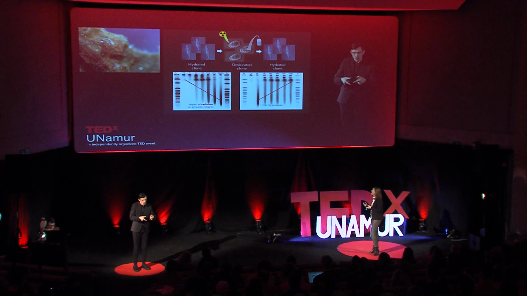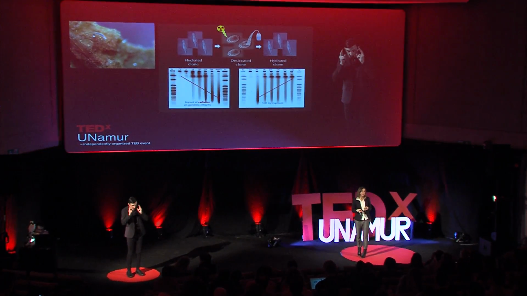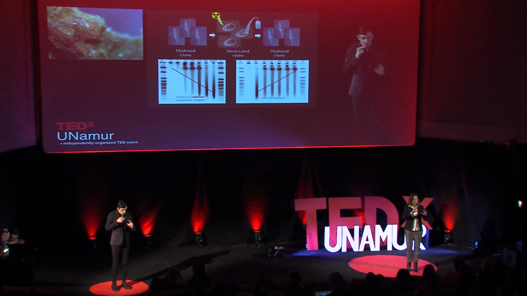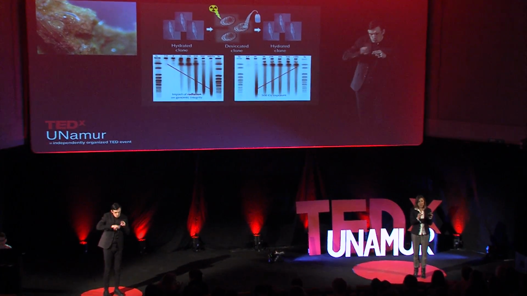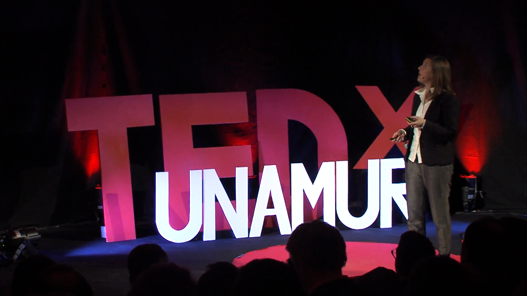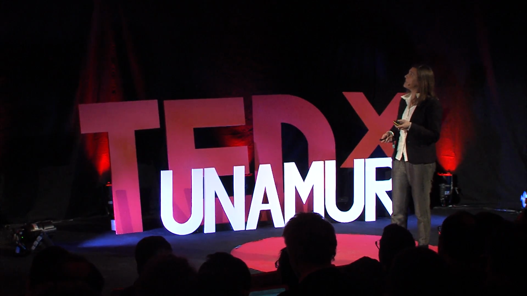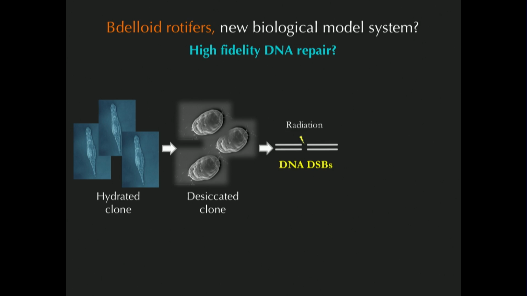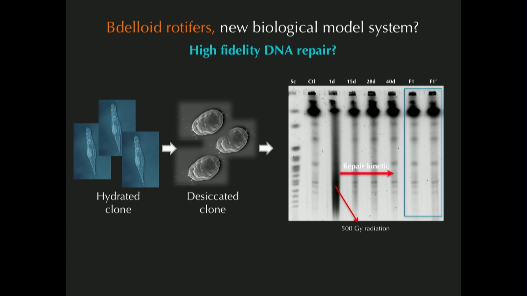And of course, the question is, do they really repair perfectly? So do they put all the pieces of DNA back together into their 12 chromosomes, because we found they had 12 chromosomes, or is that just creating some variability? And so we have here preliminary results that I'm just showing you tonight, where we did these experiments, so where we dry them up, we irradiate them, and then we look at genomic structure.